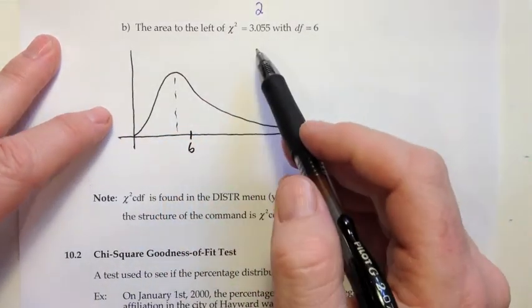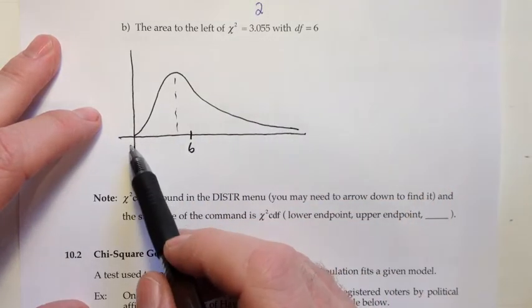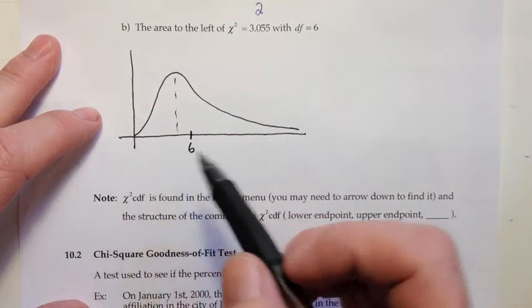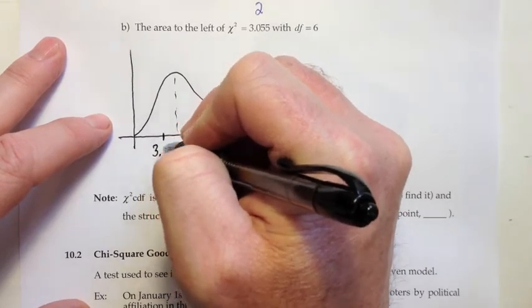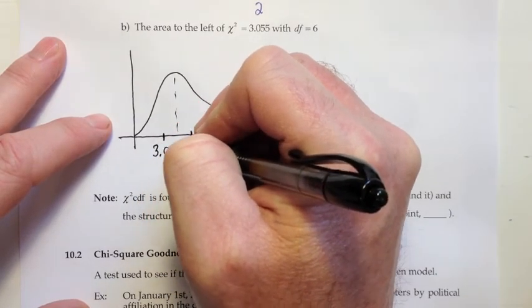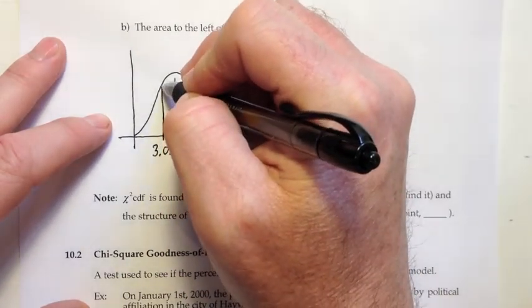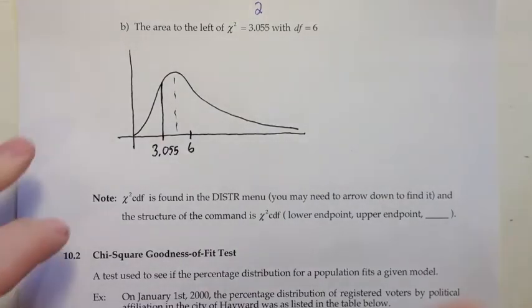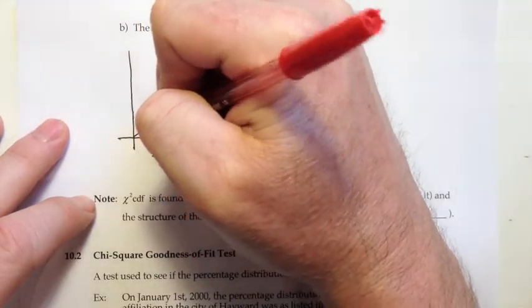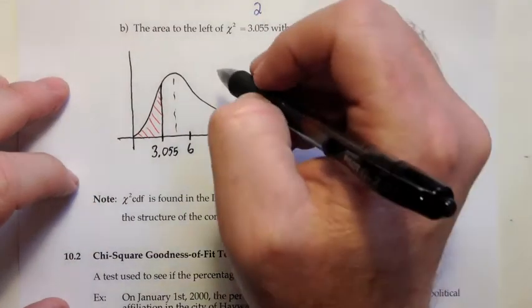And then I want to place the number they asked about, 3.055, on my picture. This starting point is 0, this is 6, so 3.055 would be right about in the middle, so I'll do the best I can at hitting the middle there. So 3.055 is the boundary, so let me draw that up till it hits the curve. And this time they want the area to the left side of that, so I would shade this area to the left right here.